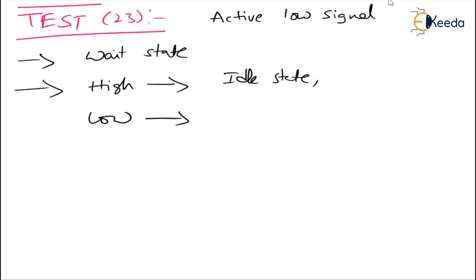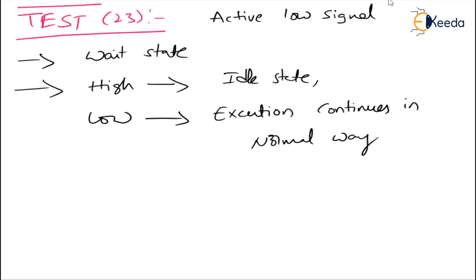So low means execution continues in the normal way. High means when this TEST signal is high, the processor has to wait for the idle state. When it is low, execution continues normally. When we are communicating with peripheral devices, this TEST signal is used. So when this signal is high, the processor has to wait for some time for the idle state. When it is low, it executes in the normal state.